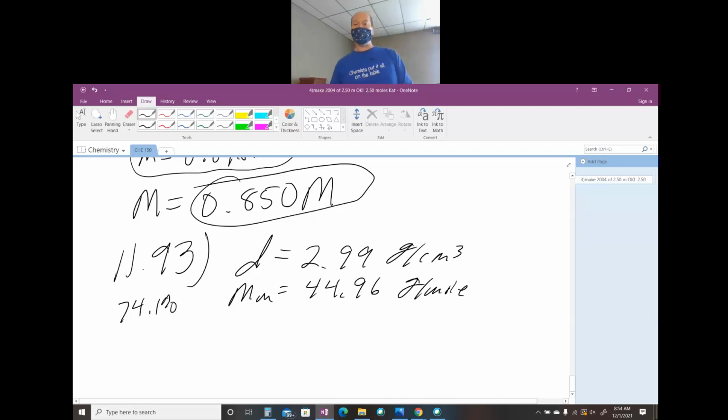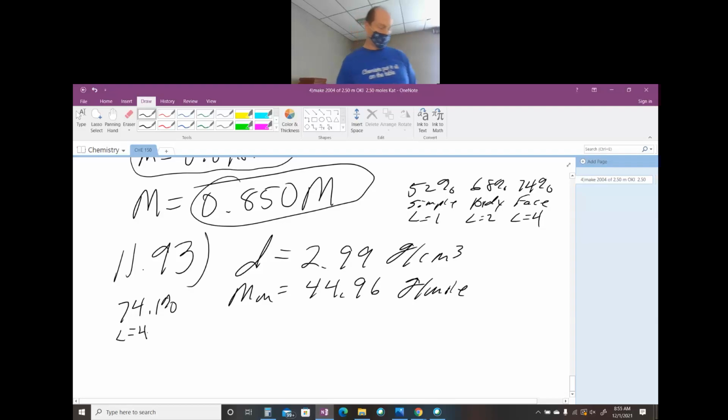All right. And so again, you have your 52%. That's simple. L is equal to 1. You have your 68%. That is body-centered. L is equal to 2. And then you have your 74%, and that is face-centered. And that is L is equal to 4. So the 74% will tell us that it's face-centered, and the L value is equal to 4.